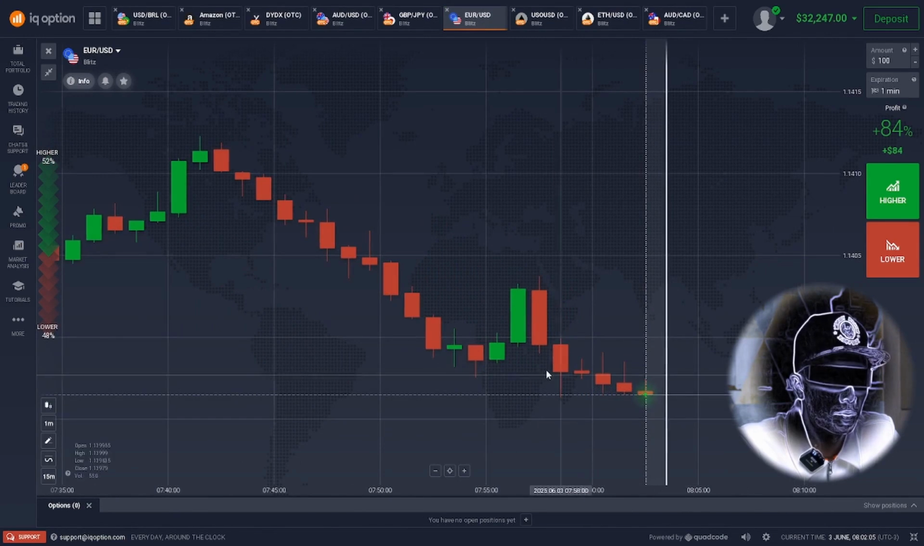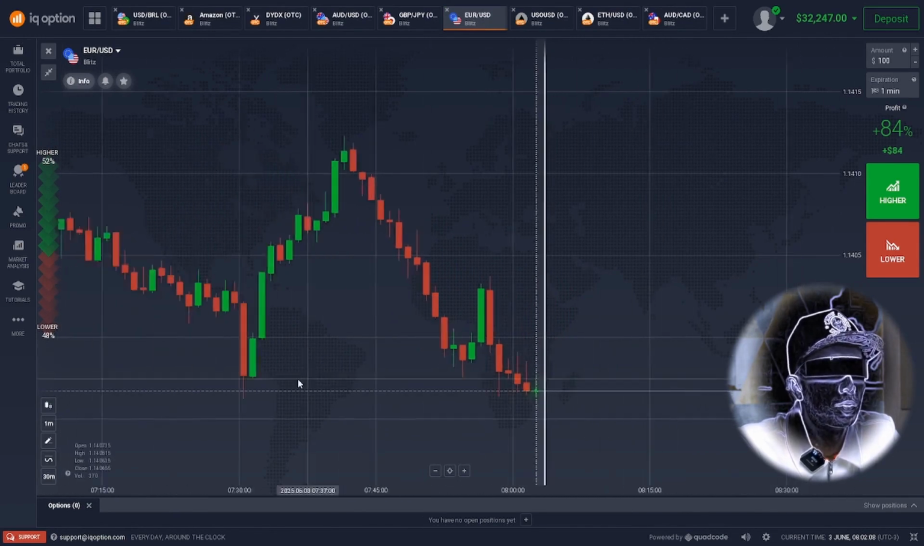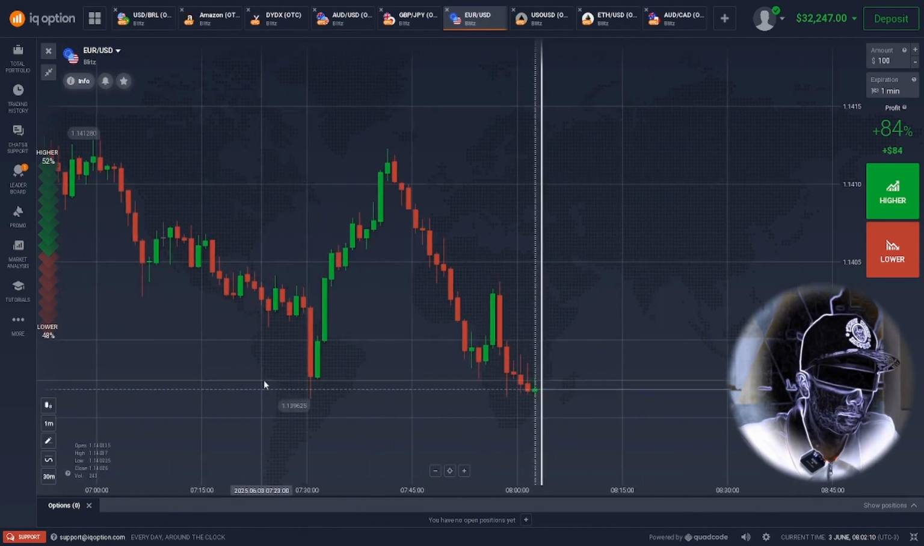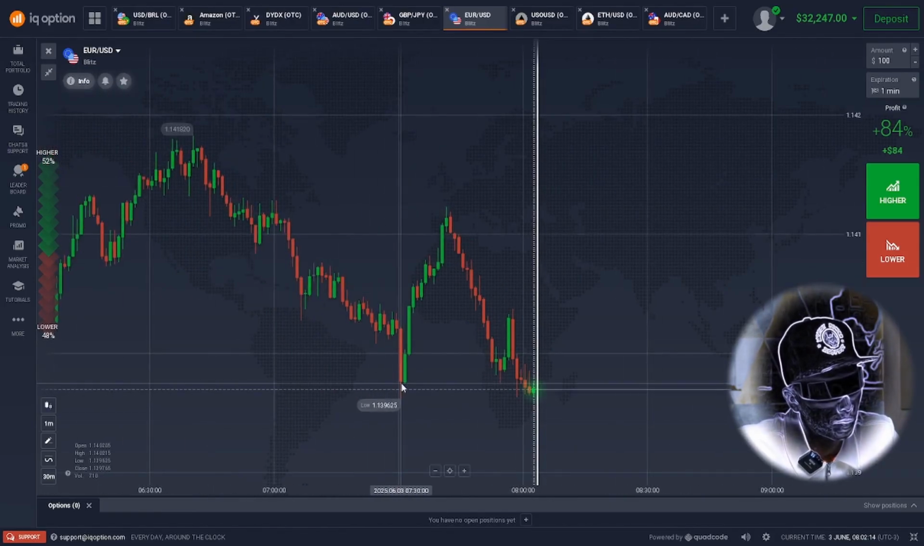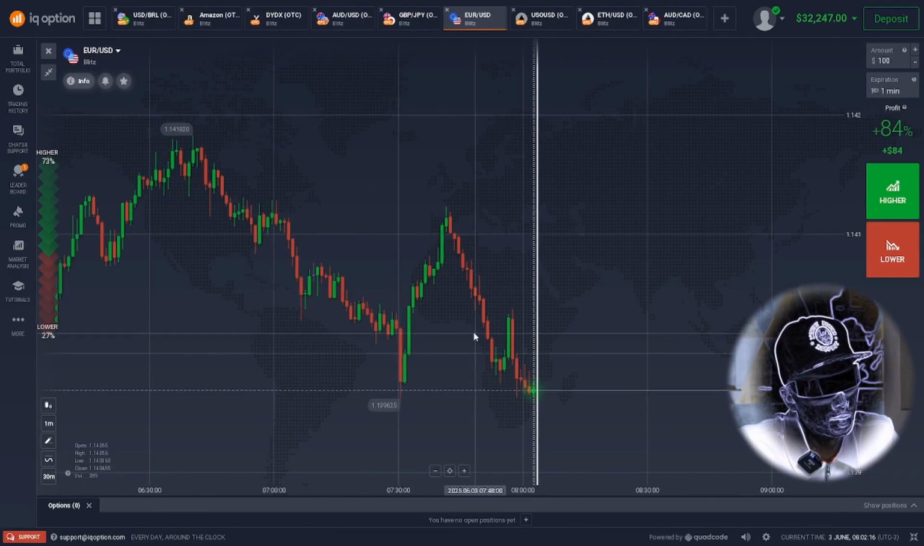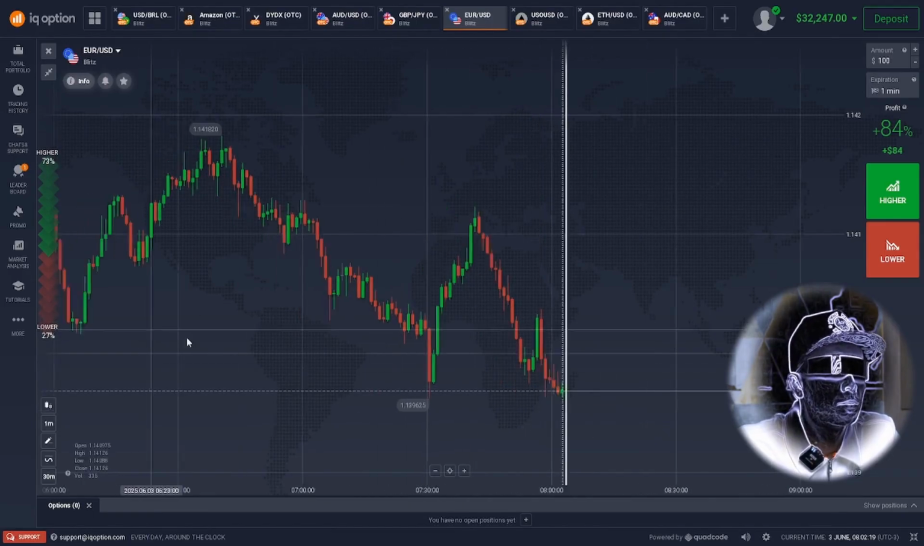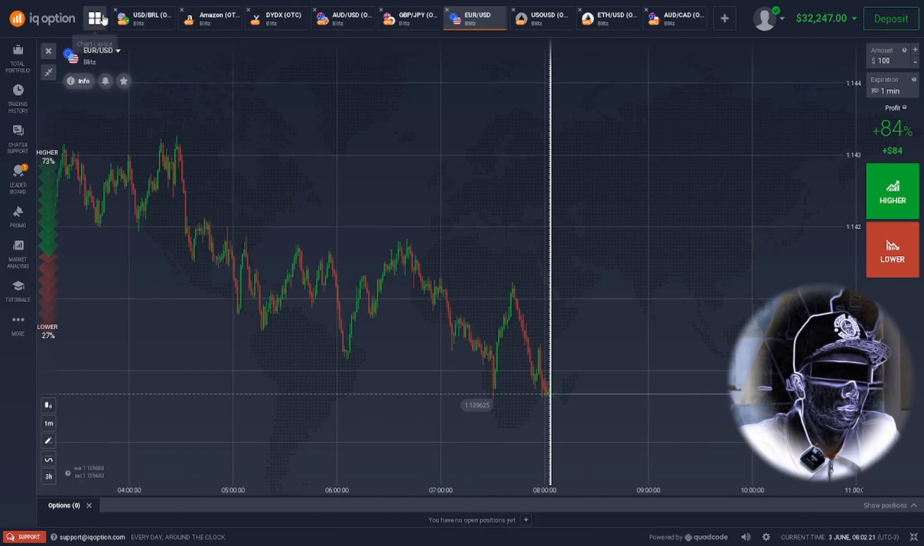Excellent. We've made another trade. The price didn't bounce here, but there's a high probability that it will bounce. That's why it's better not to enter trades where the price comes too close to this level. Let's do one more trade.